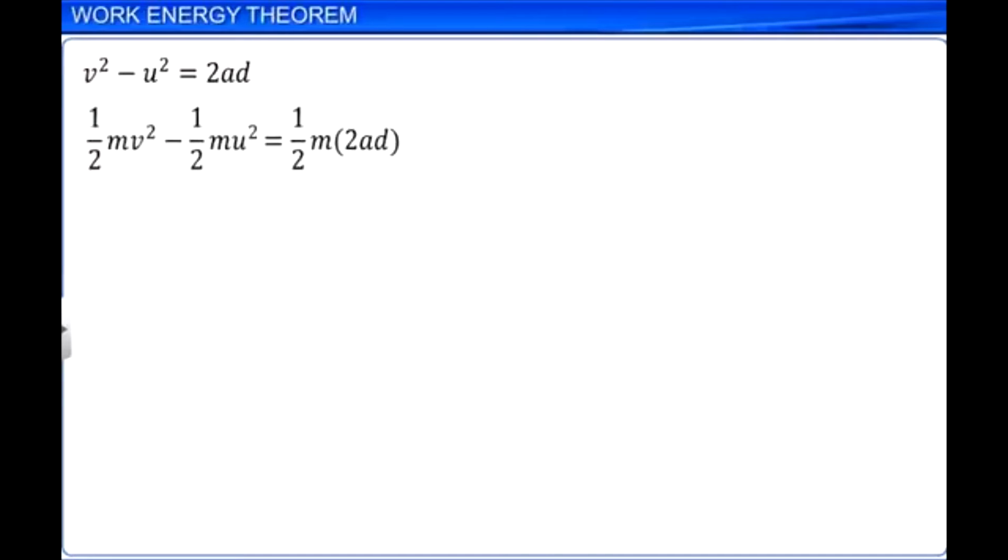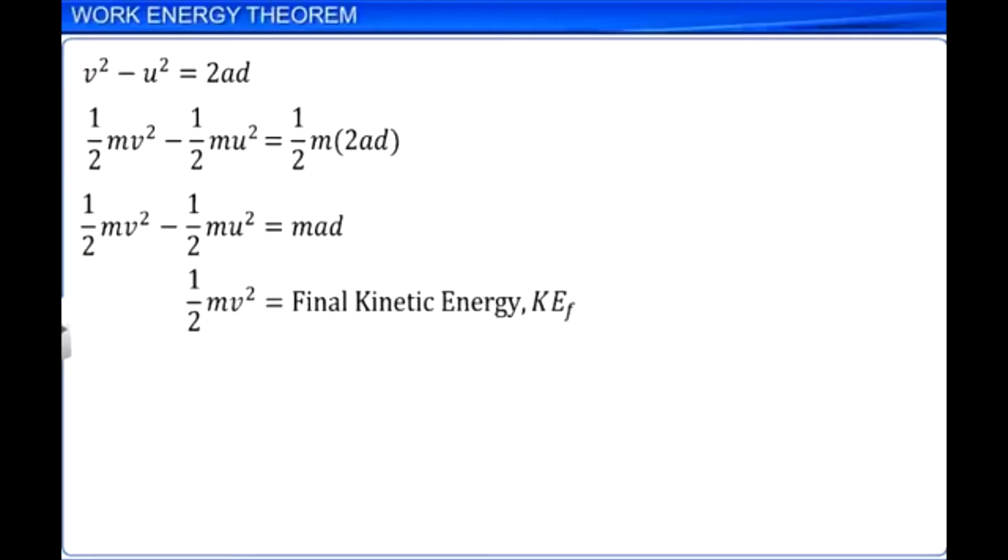Multiplying both sides by half m and simplifying, we get the expression as shown: half mv squared minus half mu squared is equal to mad. On the left side of the equation, half mv squared is the final kinetic energy of the body, and half mu squared is the initial kinetic energy. On the right side, we have the product of m, a, and d.